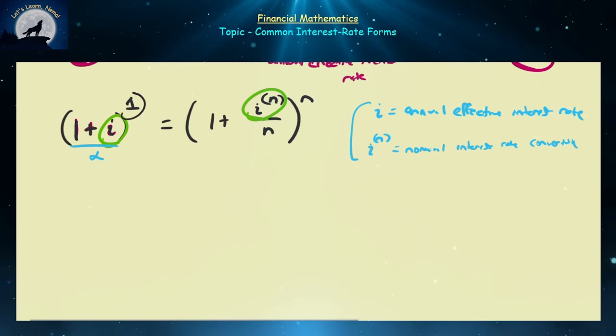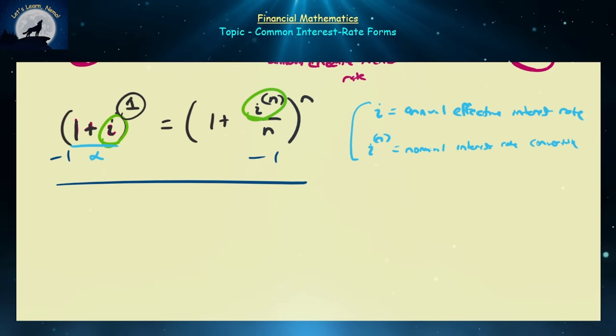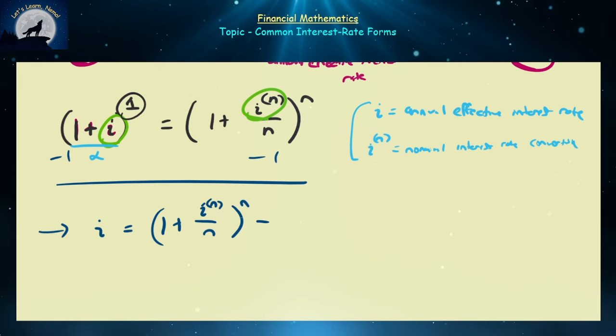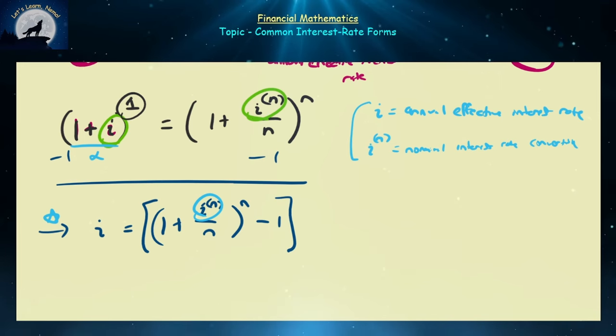So obviously this power of one isn't going to really change anything for us, and then we can subtract one from both sides of this expression. So we clearly see that our annual effective interest rate is just going to be equal to 1 plus i_n over n to the power of n, minus 1. Right, so that's how you can convert from your nominal interest rate convertible to an annual effective interest rate.